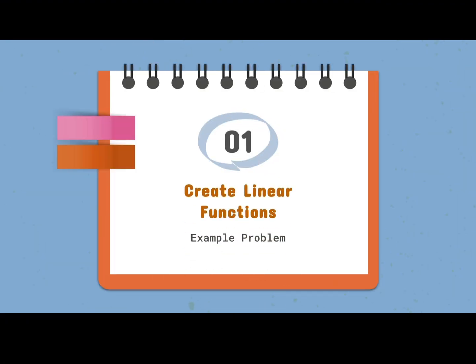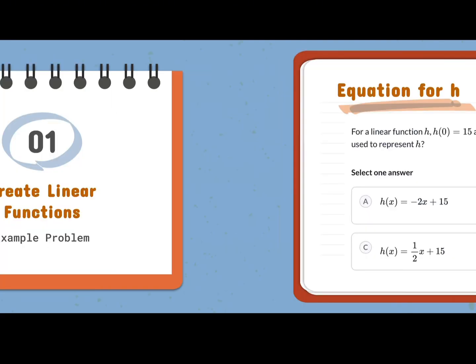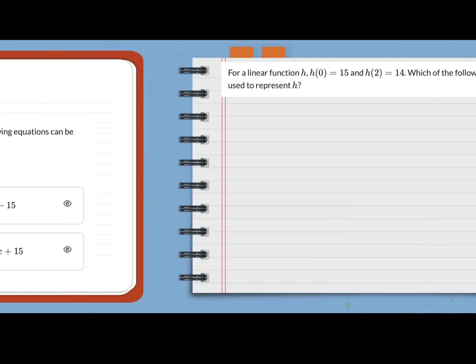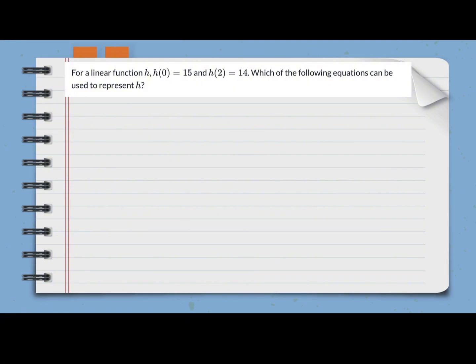So the first mini topic in this topic is create linear functions. So we have a question here. For a linear function, h of 0 equals 15, h of 2 equals 14. Which of the following equations can be used to represent h? When you look at a question like this, you have to work with what we have, and we're not given too much. We're given h of 0 and h of 2.